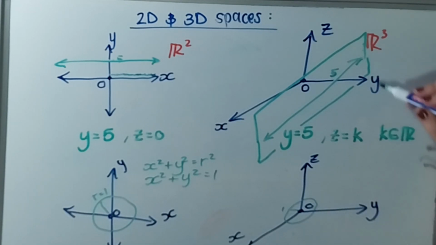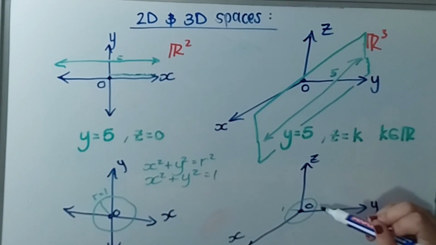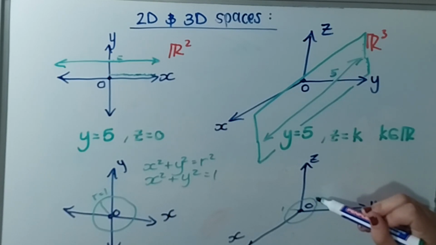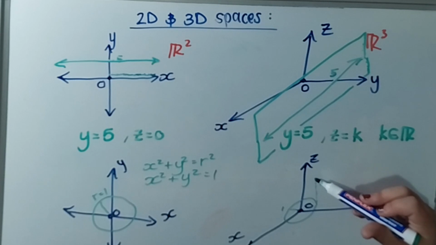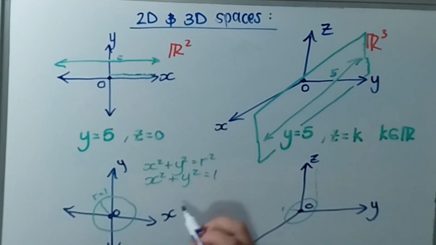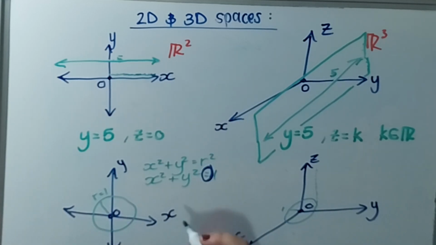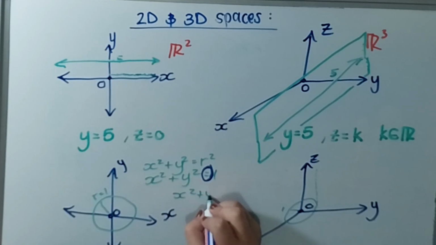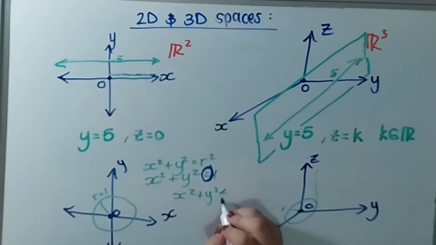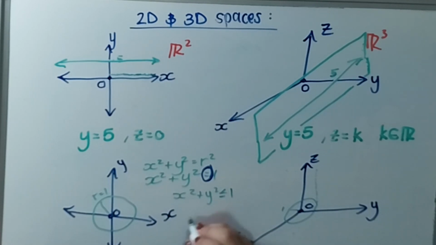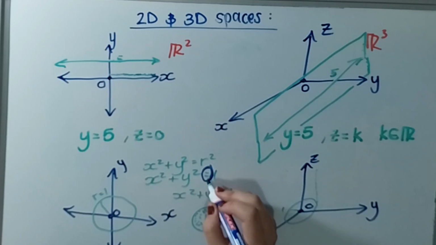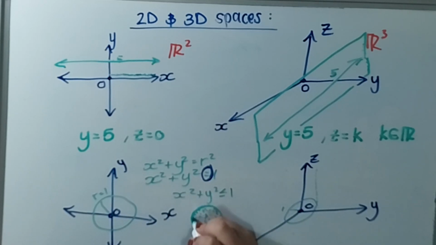Remember that I said that it's a bunch of lines stacked on top of each other? Well, in this case, it's a bunch of circles stacked on each other. But it's also important to note that this says equals 1. So if this were to say x squared plus y squared smaller than or equal to 1, then this circle over here, the inside would be included. But in this case, it's merely the outside of that circle that is being referred to, not the inside.